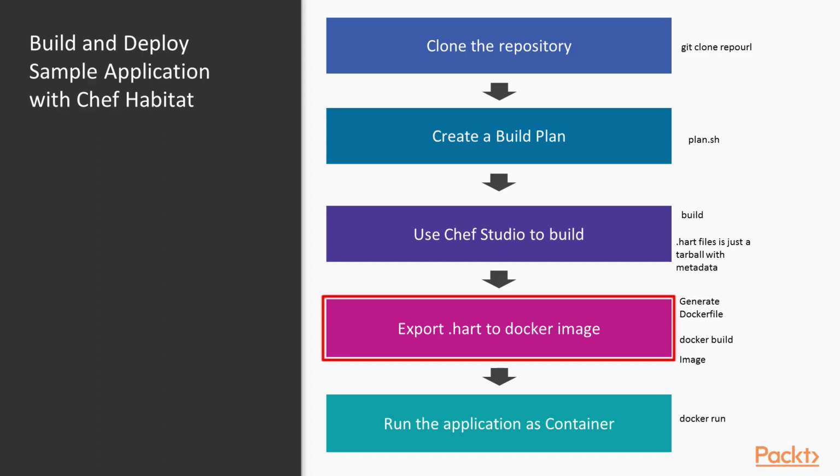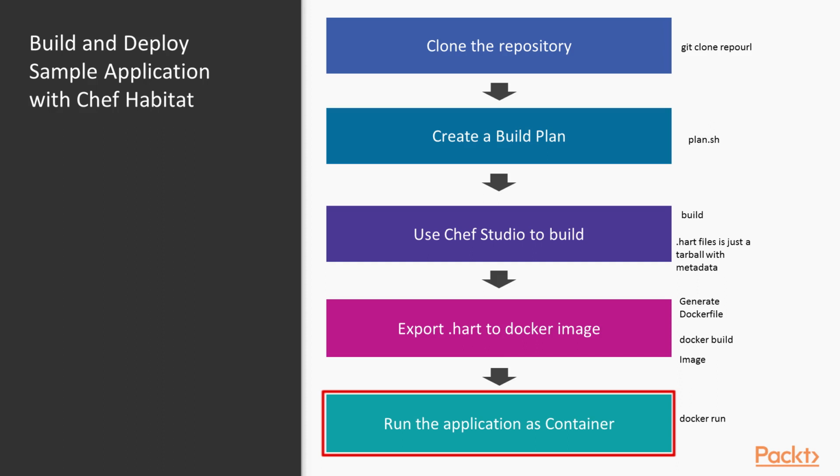We will have to export this .hart file to a Docker image. For that, we would run an export command which would export the .hart file to a Dockerfile, and that Dockerfile, when built, would give a Docker image as the output. And then using that Docker image, we would be deploying that application as a container. And we would do that using a docker run command.